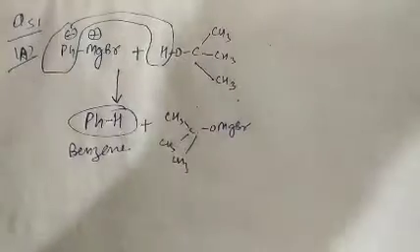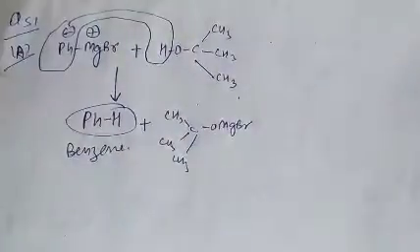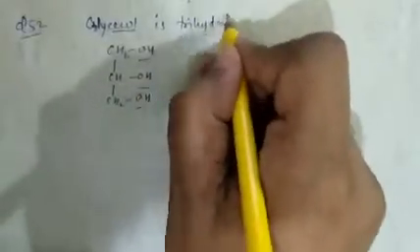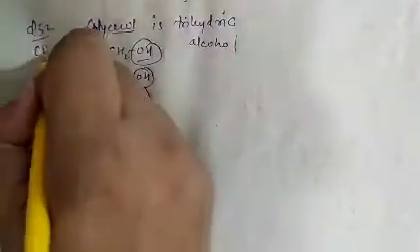See question number 52. In question number 52, what is given there? The question is glycerol is. As we know, glycerol structure is CH2OH, CHOH, CH2OH. So basically 3 alcoholic groups are present in glycerol. So basically glycerol is a trihydric alcohol, as 3 OH groups are present in glycerol. So question number 52, option D is correct.